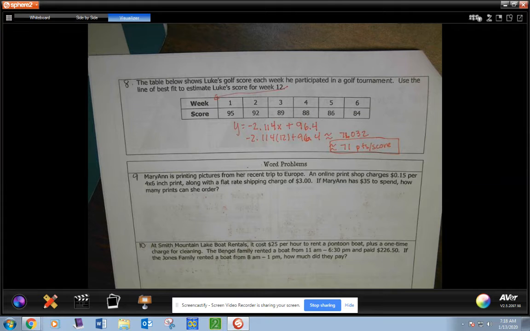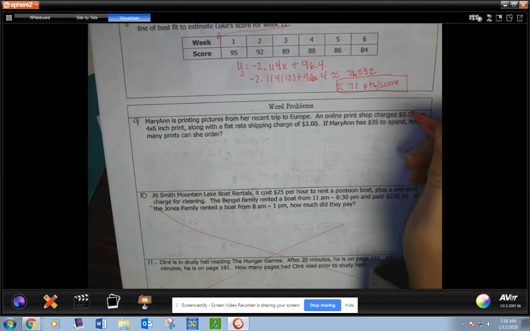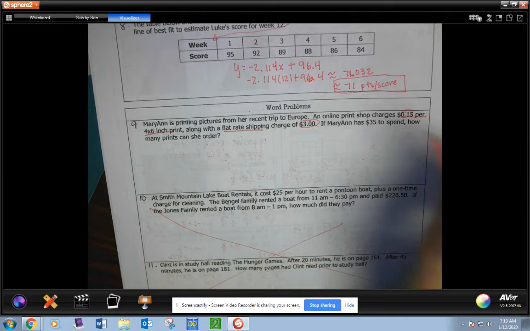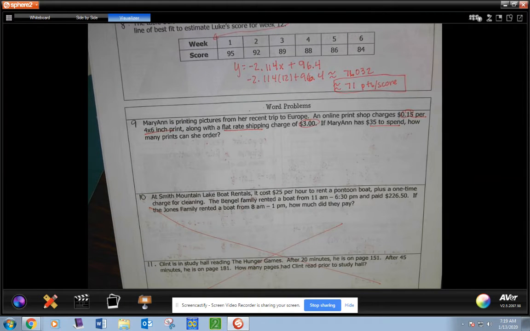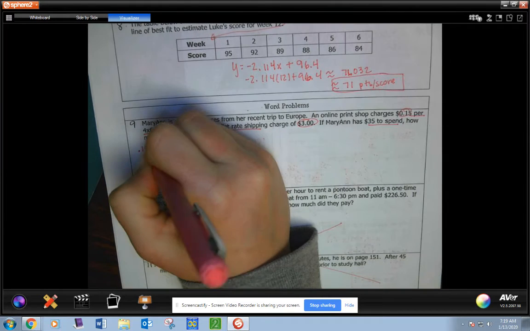Okay, now for your word problems, we're going to omit number 10 and number 11. We're not going to do those. Y'all didn't see them like that, so we're not going to do them like that. Marianne is printing pictures from her recent trip to Europe. An online print shop charges 15 cents per 4x6, along with a flat rate shipping of $3. If Marianne has $35 to spend, how many prints can she order? Okay, so we know that it is 15 cents per print.